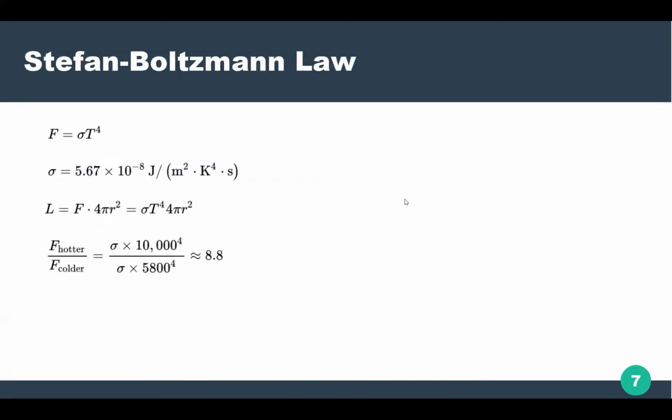The luminosity, which is measured in joules per second, is equal to F times 4 pi r squared, or sigma T to the fourth times 4 pi r squared. So F of a hotter black body over F of a colder black body is equal to sigma times the temperature of the hotter black body, in this case 10,000 Kelvin, to the fourth, over sigma times 5,800 Kelvin to the fourth, which is about 8.8 for these two temperatures.